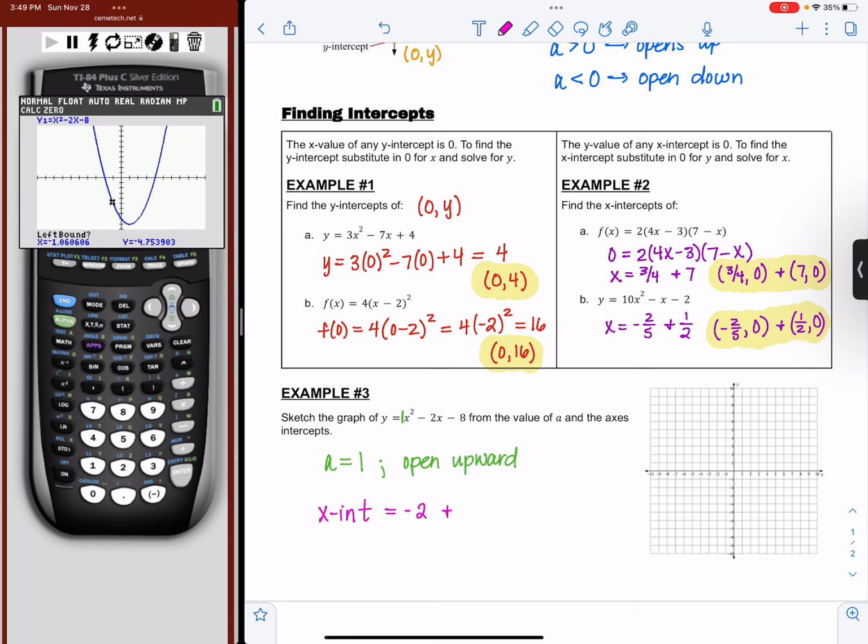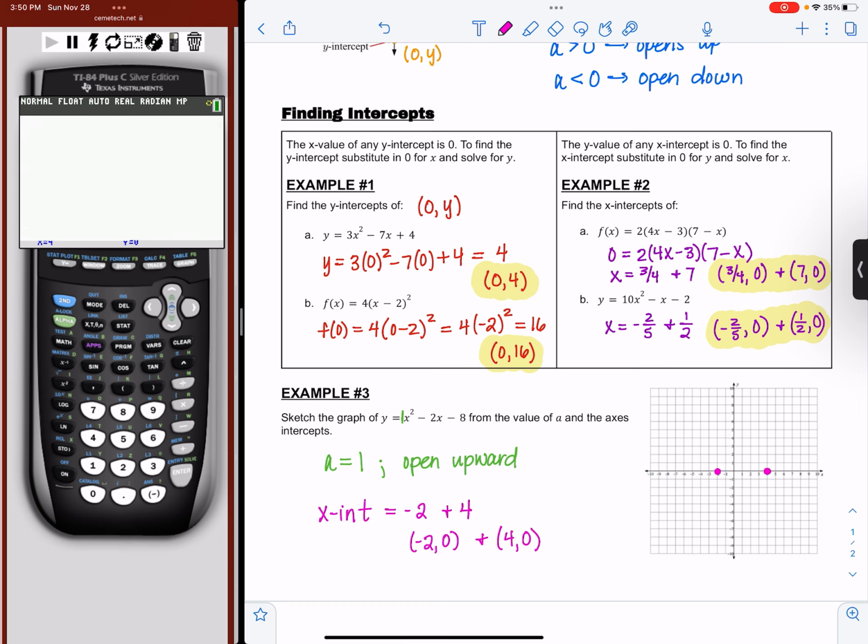Then I'm going to find the other one. I go to the left side of the one on the right, which means I want to be under the x-axis. Press enter. Then I go to the other side, on the right, and press enter. I press enter again, and I end up getting 4. So my x-intercepts are located at -2, 0 and at 4, 0. I'm going to plot those. And then, of course, you can find other points to plot by going to the table.